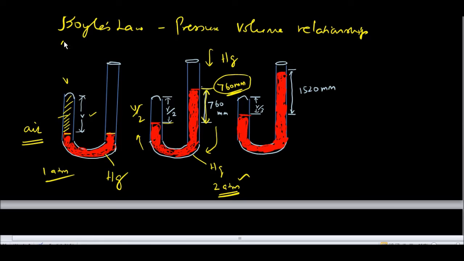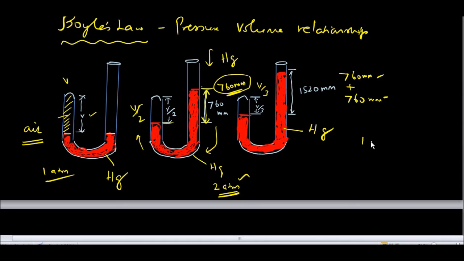So that's a law called Boyle's law. Just see another trial, or another attempt. Some more amount of mercury is filled here from the top. So the original volume of air is V. Now it is getting lowered to V by 3. So again, in addition to 760 mm of mercury, it is newly added.